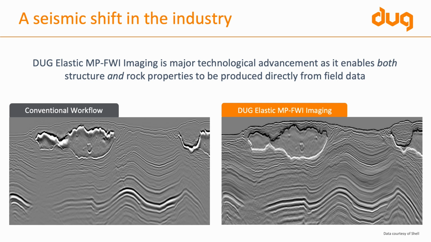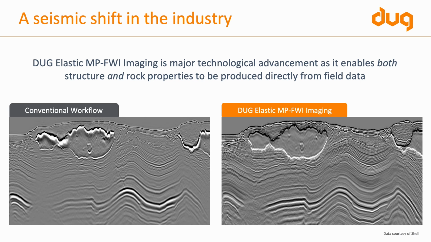As we have just discussed, the big difference with elastic is that S waves are accounted for. This means that elastic MPFWI imaging can solve for both structure, i.e. reflectivity, but also all three of the fundamental rock layer properties that cause the reflectivity amplitudes that we observe in the raw field data. This is one of our first elastic MPFWI imaging results using a dataset from Shell.